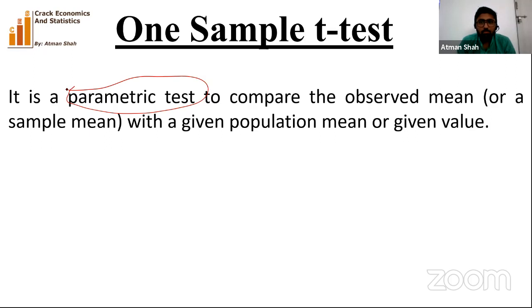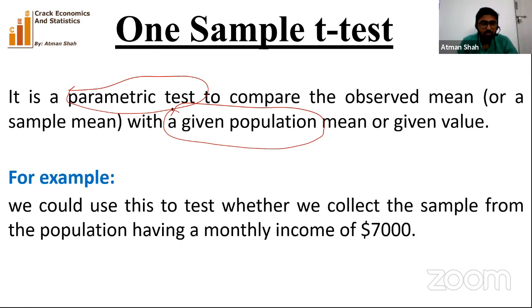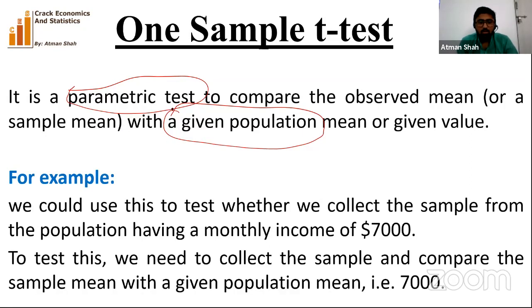One sample t-test is used to compare the observed mean with a given population mean. So here the population mean is given. We compare the observed mean, that is the sample mean, with the given population mean. Let's understand this with the help of an example. We could use this test to check whether we collected the sample from a population having a monthly income of $7,000. To test this, we need to collect the sample and compare the sample mean with the given population mean.